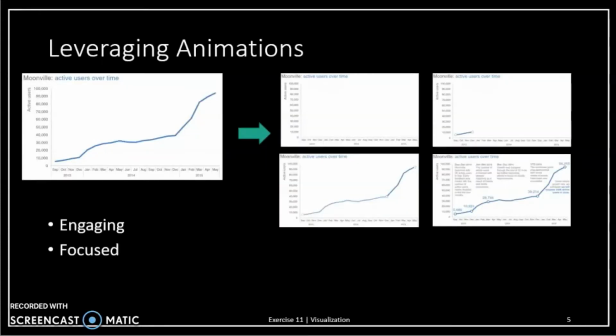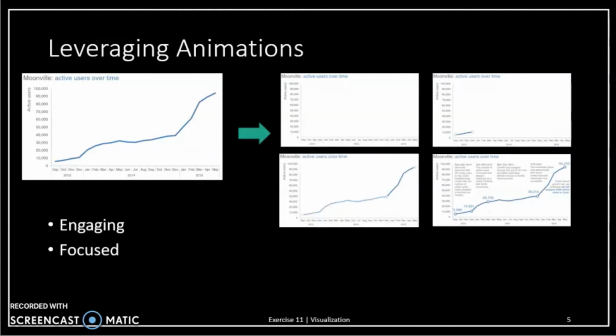The next one is leveraging animations. As you see, the first one is a fixed chart, so the viewers may not be focusing on where the presenter wants them to focus. They might focus on wherever they want, like in this particular example, the peak. But let's say they want to tell the whole story, the single chart doesn't tell us the story and may not be focusing on where the presenter wants the viewers to focus.